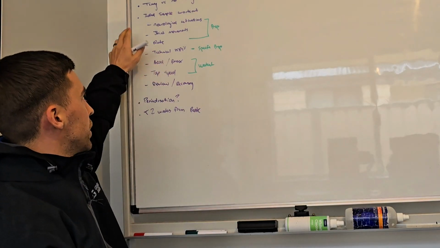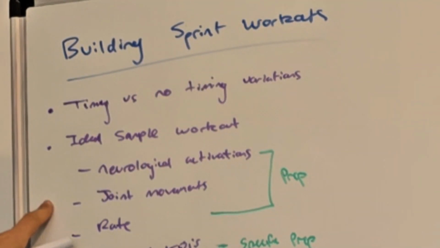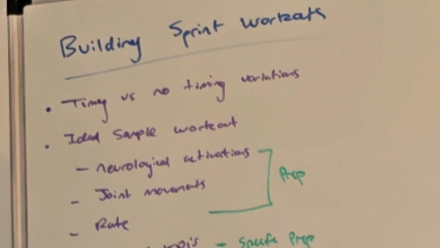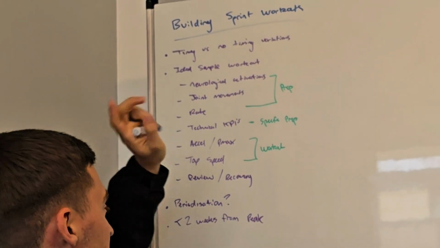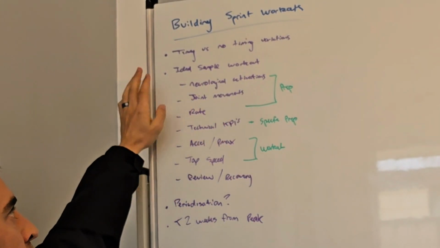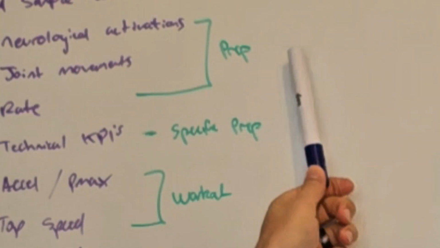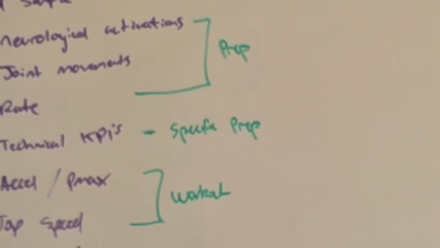So diving into the session, what I would start with is I'll go through the ideal sample workout, and then I'll touch on the variations for timing and no timing. I understand I've gone pretty much in the opposite order, which is a bit random. But anyway, for the ideal sample workout, we'll chunk it down into 3 sections: a preparatory section, specific prep, and then the workout itself.